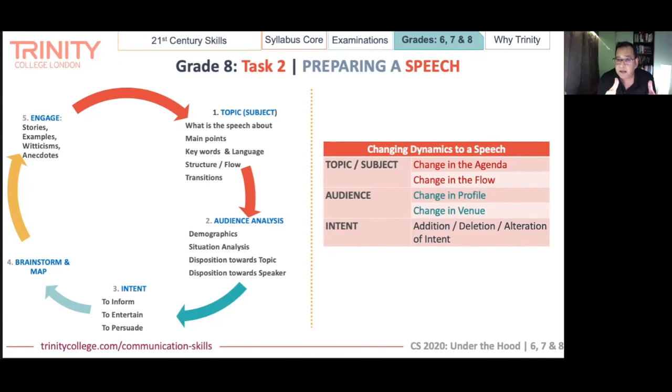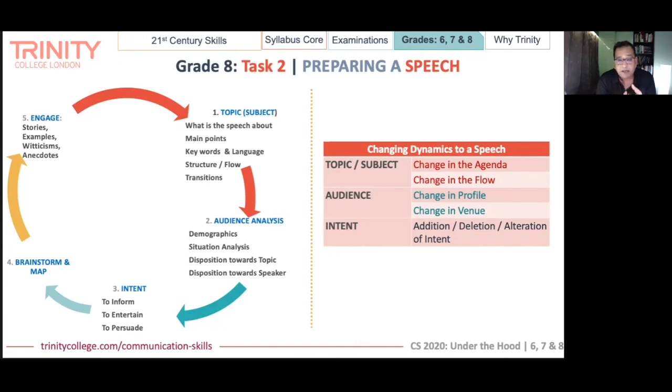Now, and this is the interesting part, because 2 minutes into the speech, the examiner is going to throw something your way which requires you to make an alteration to your speech. So it's important to look at the possible areas where someone can make a change. They may make a change in the topic or the subject, which in this case is maybe a change in the agenda items.